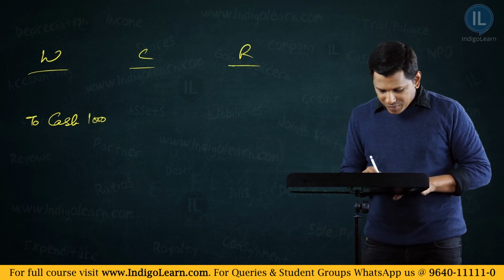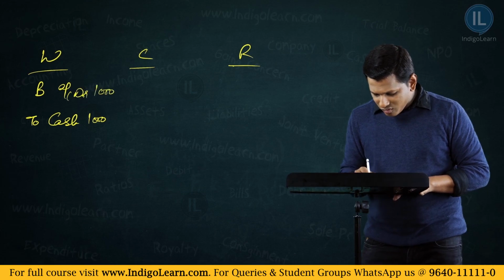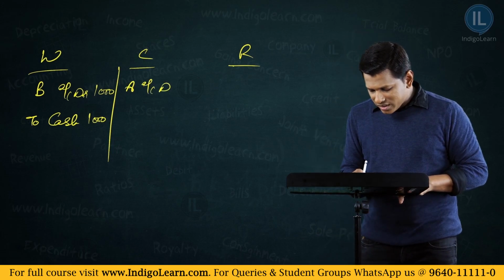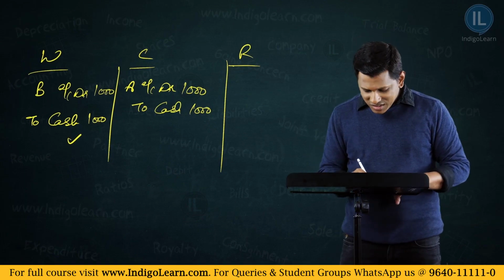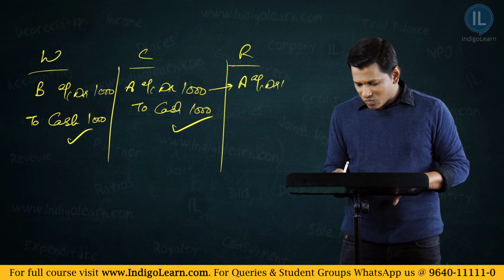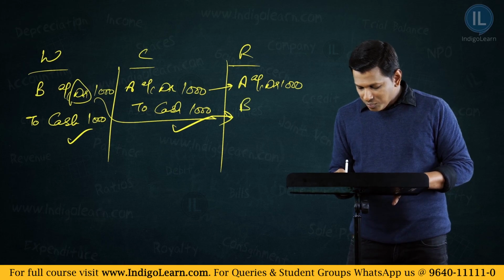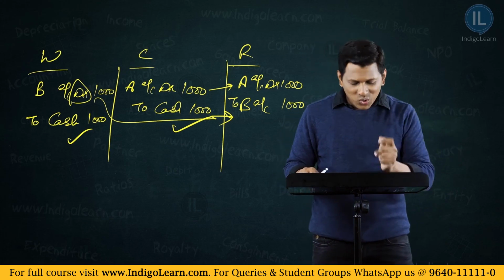So 1000 of cash paid. B account was debited to the extent of 1000. But we should have recorded this as A account debited 1000 to cash 1000. And what is the rectification? This side is straightforward. A account debited 1000, and this was wrongly done. So now you have to rectify it. A account debited 1000 to B account 1000, to rectify this.